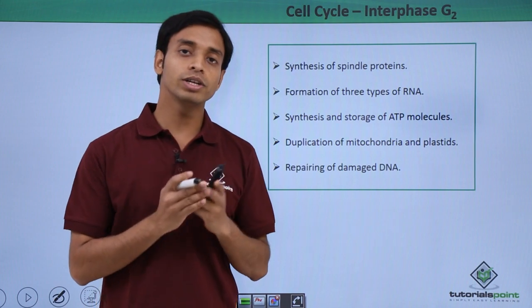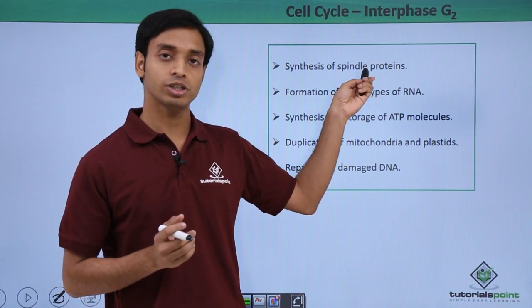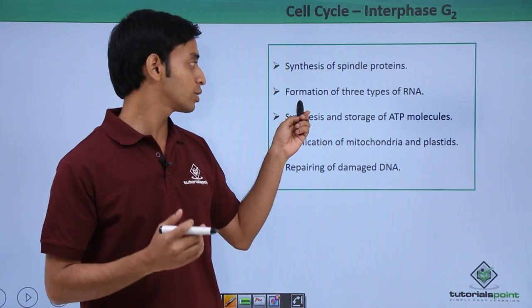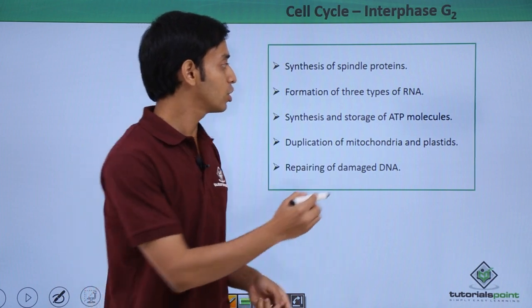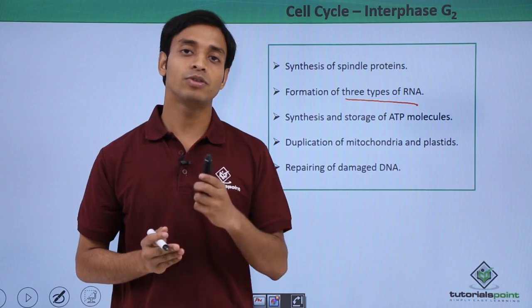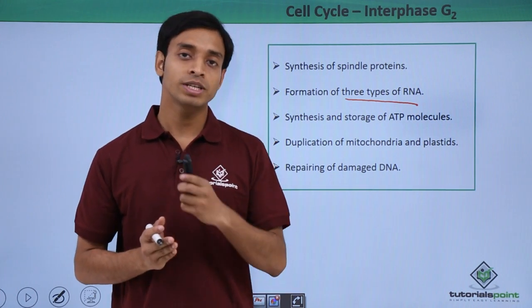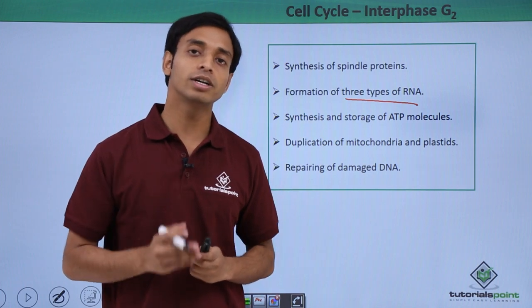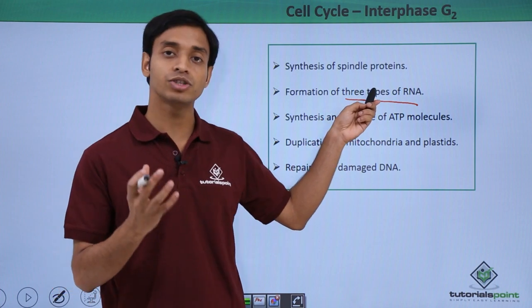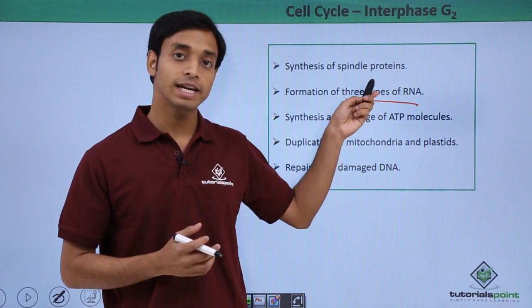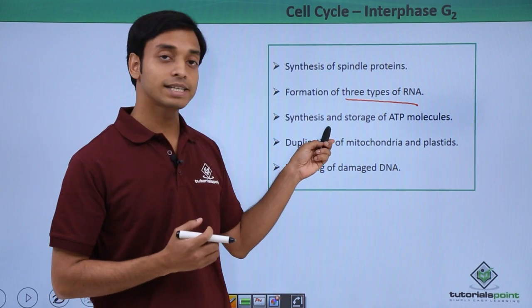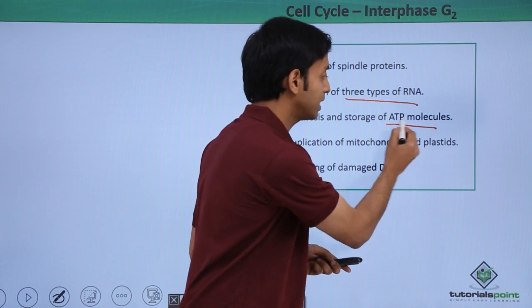Other than this, it also involves the synthesis of the spindle proteins. These are the proteins which will actually help in the segregation of the DNA molecules or the chromosomes. Now, it also involves the formation of three different types of RNAs. What are the different types of RNAs? First, tRNA, that is transfer RNA. Second, mRNA, messenger RNA, and the third type is known as rRNA, which are the ribosomal RNAs. So, three different types of RNAs which will be required for the cell division process are now synthesized in the G2 phase.